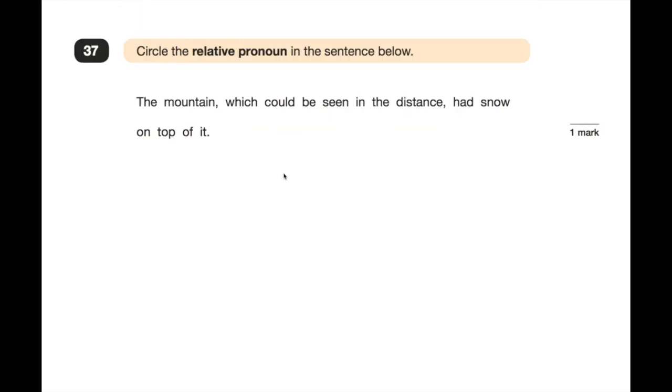Number 37, circle the relative pronoun. There is a handy list of relative pronouns. If you just Google relative pronouns, there aren't that many and it's quite easy to remember them. So the mountain, which could be seen in the distance, had snow on top of it. Which is the relative pronoun.